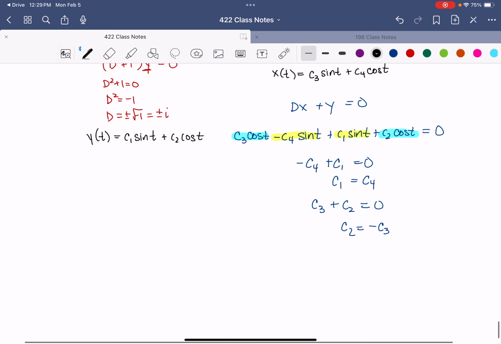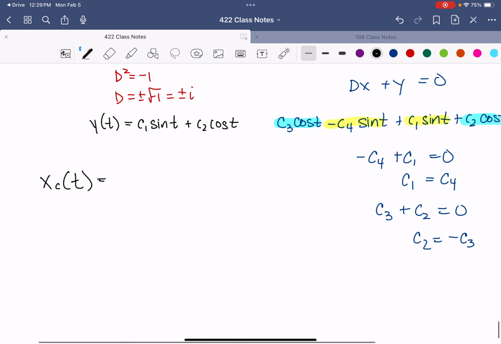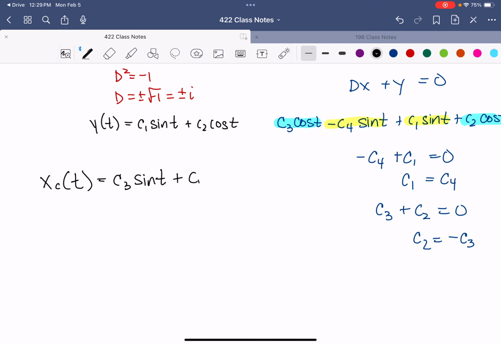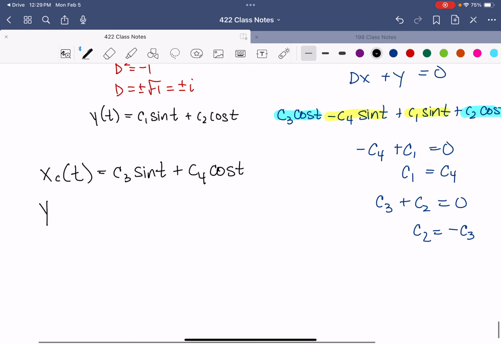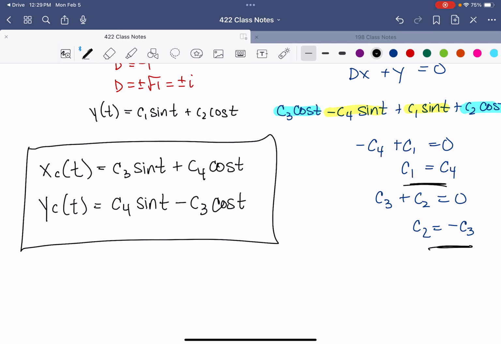That means my homogeneous solution, my xc and yc, if you will, the complementary solution: xc of t, we're going to keep our c3 and c4, so c3 sine t plus c4 cosine t. And for my complementary solution for y, I'm going to replace the c1 and the c2 with my constants from over here. So c1 becomes c4, so c4 sine t, and c2 is negative c3, so minus c3 cosine t. So this solves my homogeneous, so that's the first part.